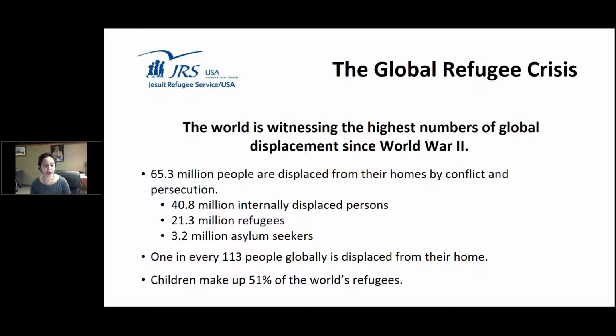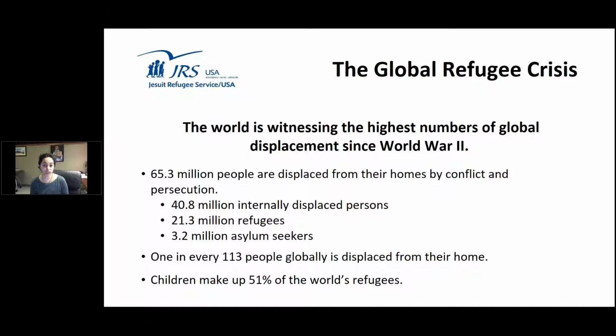And what that looks like is right now we have about 65.3 million people who are displaced from their homes. If we break that down, about 40 million of them are internally displaced, meaning they haven't had to leave their actual country yet. They haven't crossed borders, but they have had to leave their home, their community, their village, their city, and move to another part of their country to find safety and security.